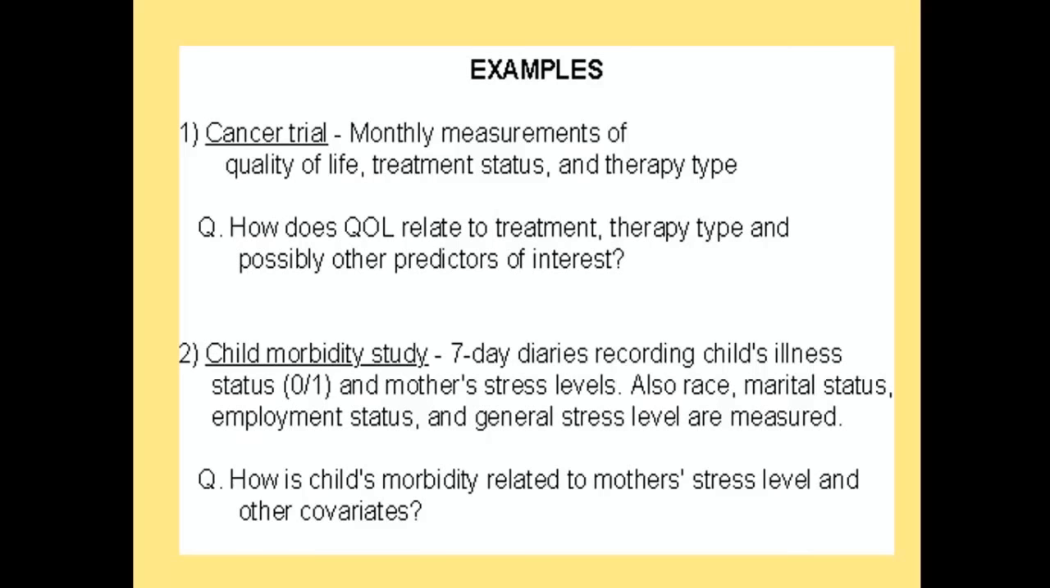Quality of life. So in a way, we've got cancer patients, you might be following them to see how long they live, and that might be a survival analysis problem. But in this case, we're talking about patients that you're measuring something several times, several months, and it changes quality of life. So you want to know what predicts their quality of life. And you've got several variables: treatment, therapy type, possibly other predictors of interest.